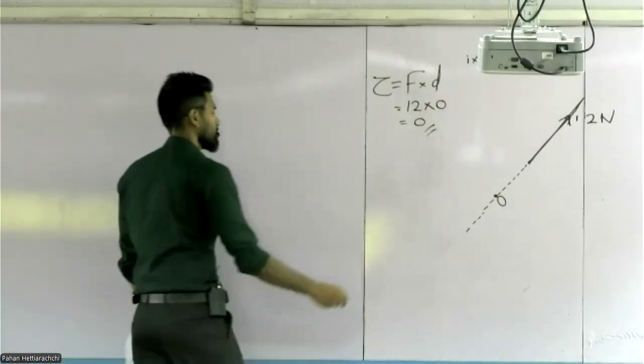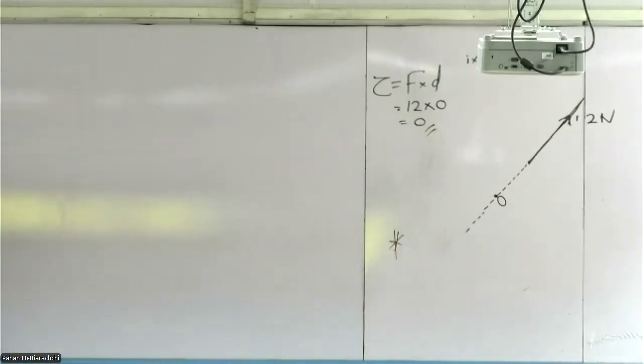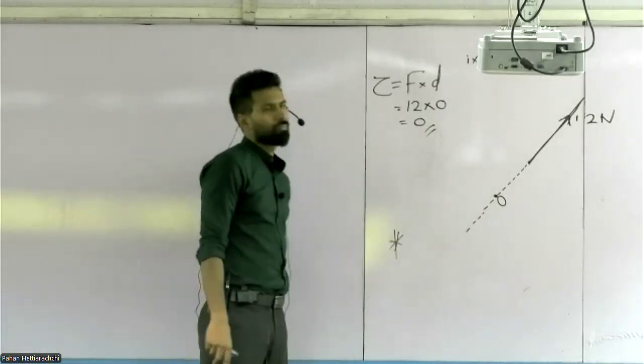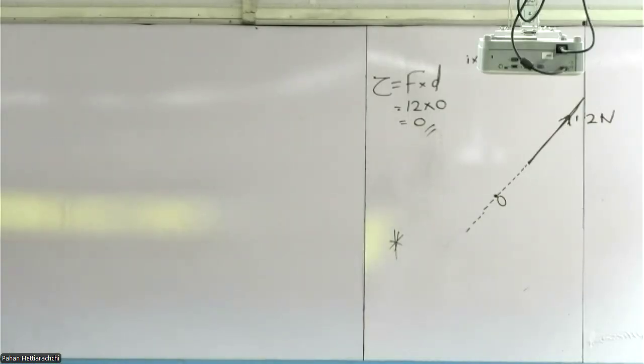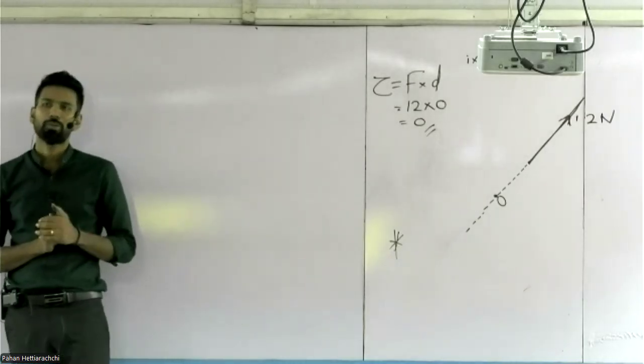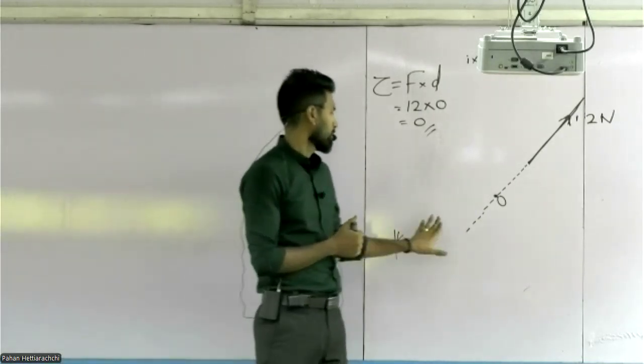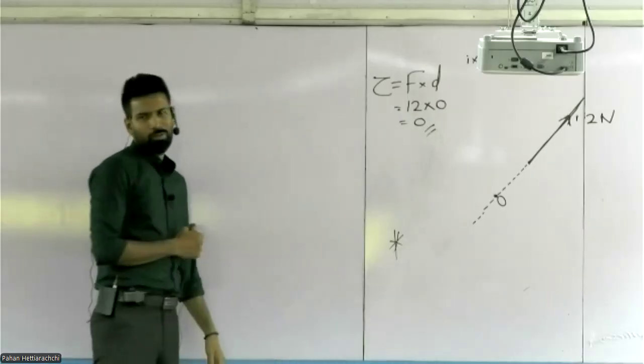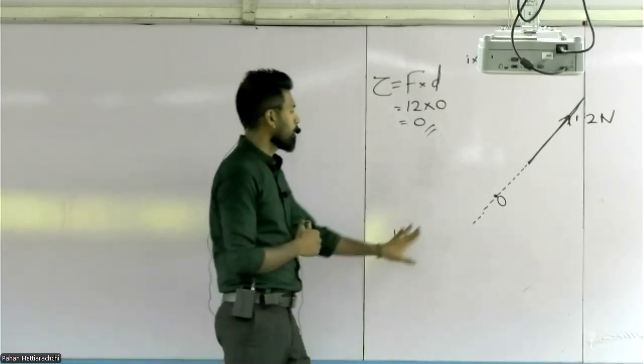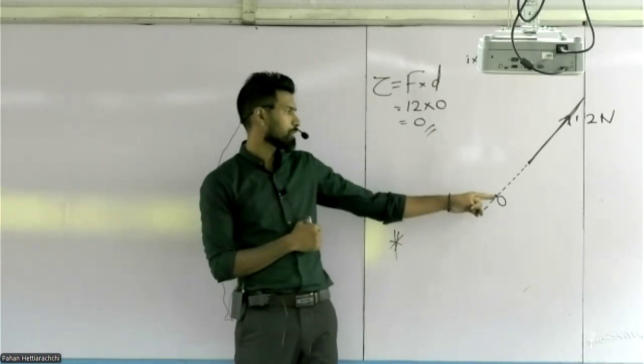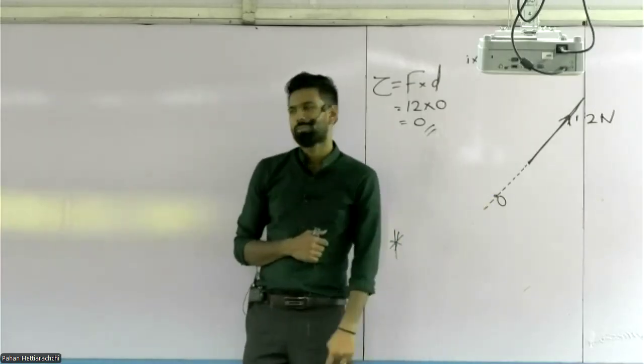Give me a small star mark. If the point O is on the line of action, then again the moment will become 0.